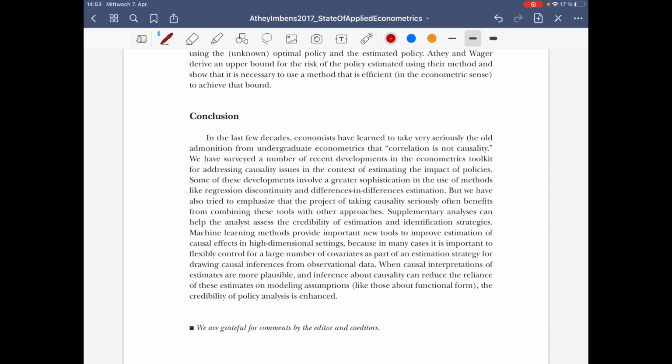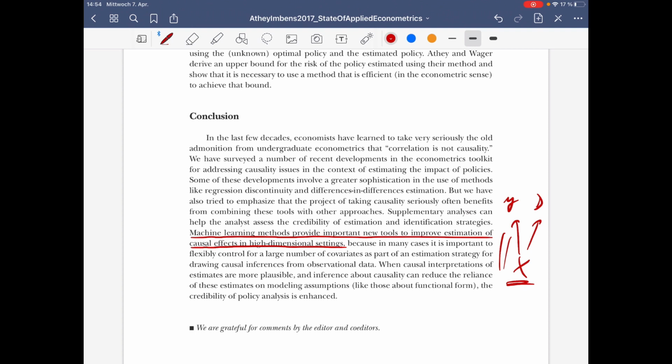So overall, we see that these machine learning methods provide an important new perspective. They provide new tools to improve the estimation of causal effects in high-dimensional settings, so with a lot of covariates, because in many cases it's important to flexibly control for a large number of covariates. And that might be the future. So you have a lot of data, big data, rich data, and you want to know more about the optimal propensity score, for example. So what are the covariates X that really influence D and the potential outcome Y? So this might be useful.